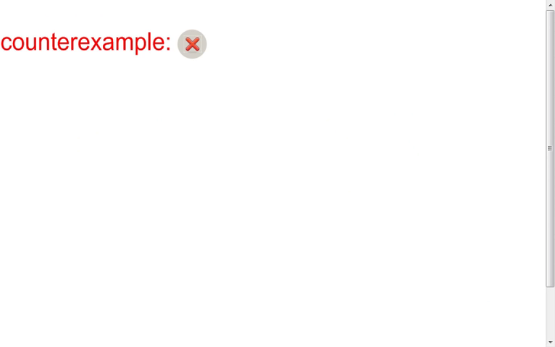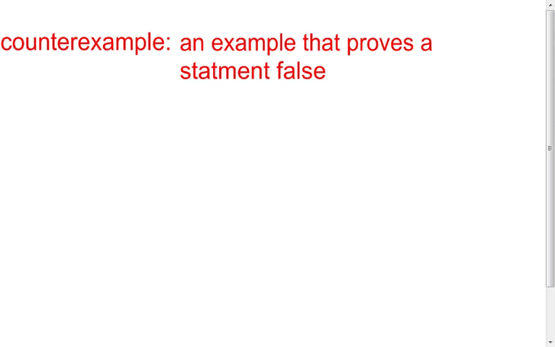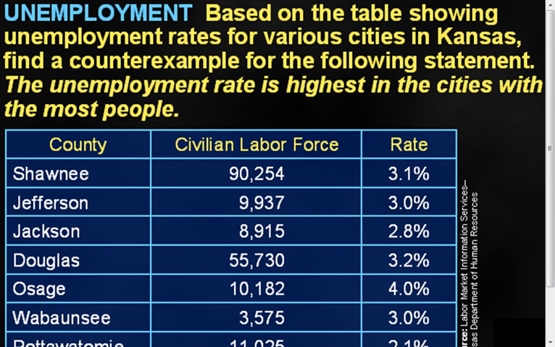Now, a counterexample. A counterexample is nothing more than an example that's going to prove something wrong or prove something to be false. So if you can come up with one example and one example only that proves something false, you've come up with a counterexample. And really, it only takes one example to prove something false. There might be a million different examples that will prove something true, but if you can find one that proves it false, you say the whole statement is false, and you've come up with that counterexample.